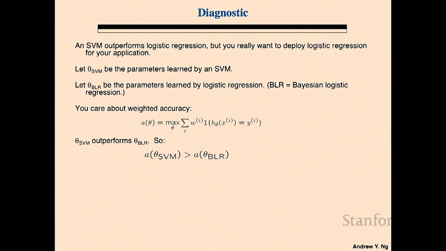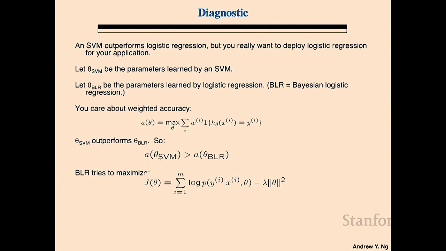So how can you tell if the problem is your optimization algorithm, meaning that you need to run gradient ascent longer to actually maximize J of theta, which is what BLR tries to maximize? How do you tell? We have two possible hypotheses we want to distinguish between. One is that the learning algorithm is not actually finding the value of theta that maximizes J of theta. For some reason, gradient ascent is not converging. That would be a problem with the optimization algorithm.